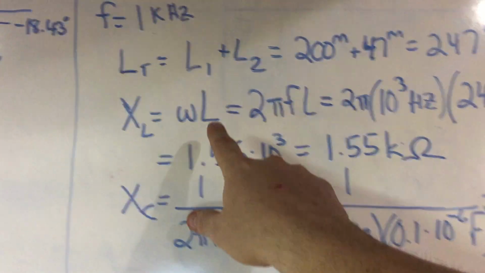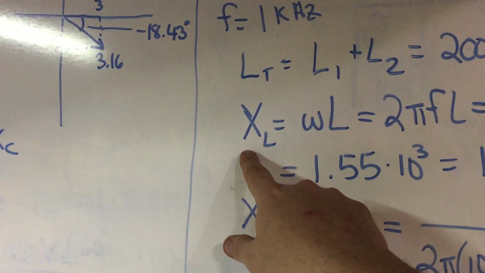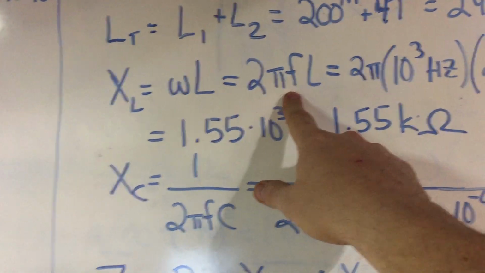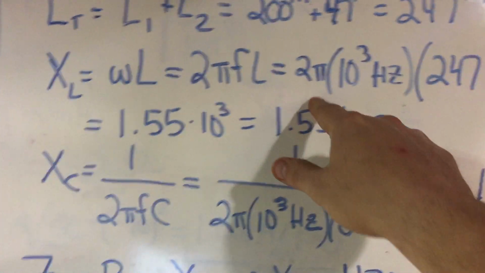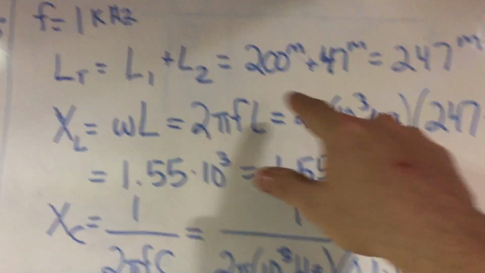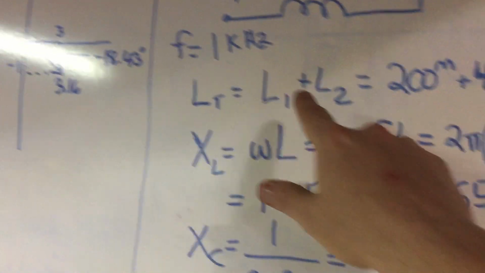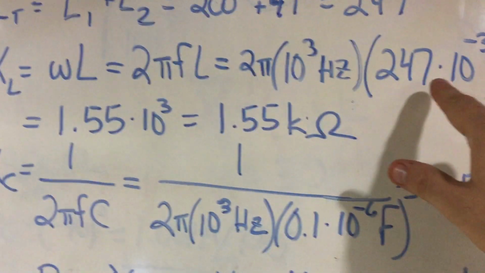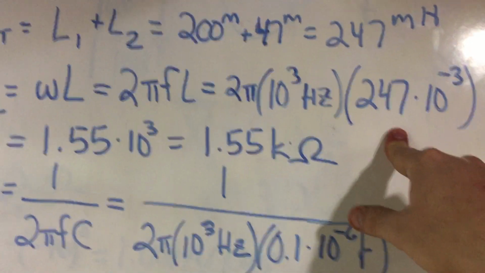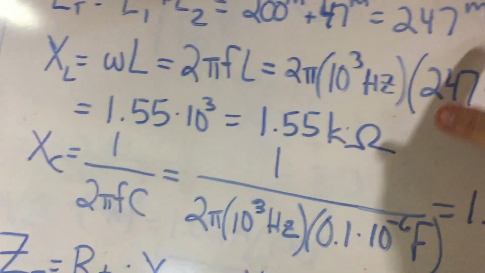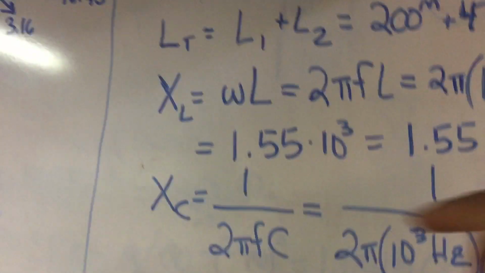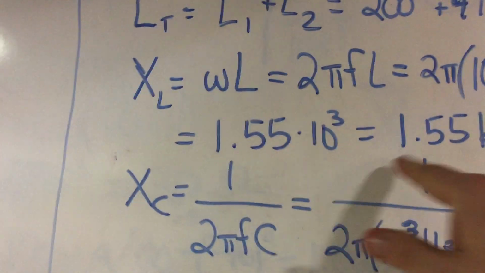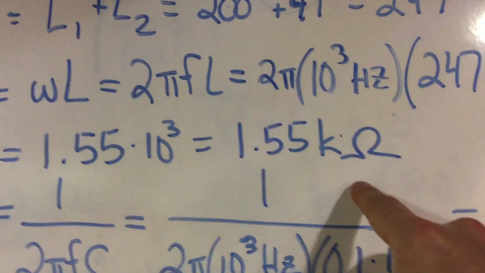247 millihenries. And then X sub L equals omega L equals 2 pi f L equals 2 pi times 10 to the third hertz, because you're given 1 kilohertz up here, which is 10 to the third. Multiply all that out, that's 247 times 10 to the -3 henries, and that equals 1.55 times 10 to the third, or 1.55 kiloohms.